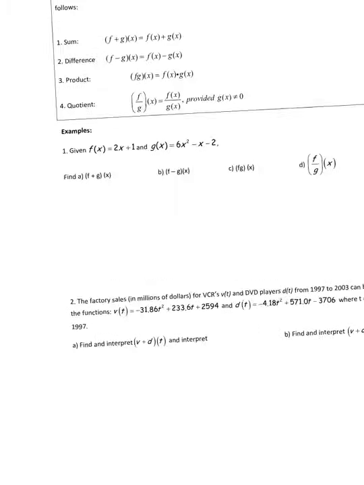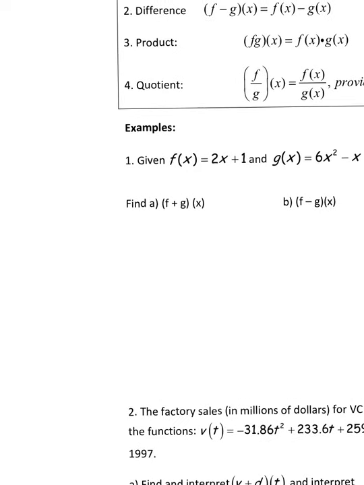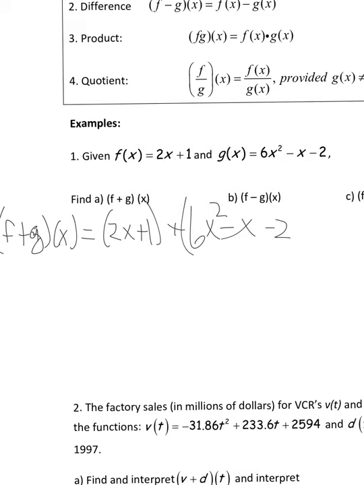So in terms of calculating, if we have these two functions, f of x and g of x, and we want to find this new function, f plus g of x, we simply are going to add the two functions together. So f of x, which is 2x plus 1, plus g of x, which is 6x squared minus x minus 2. And then we go ahead and combine like terms.